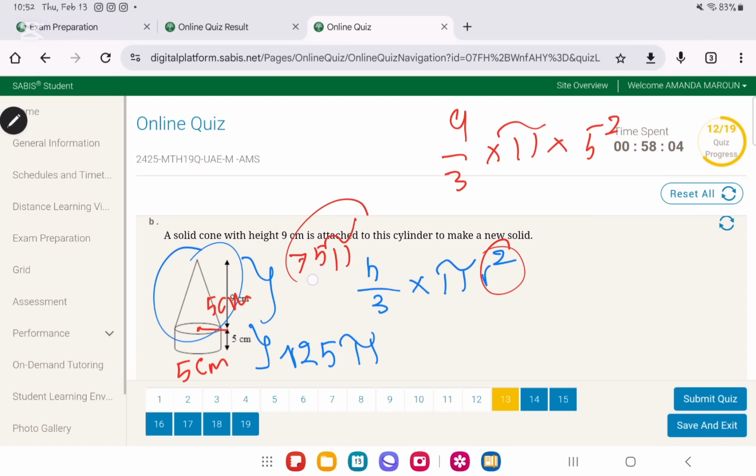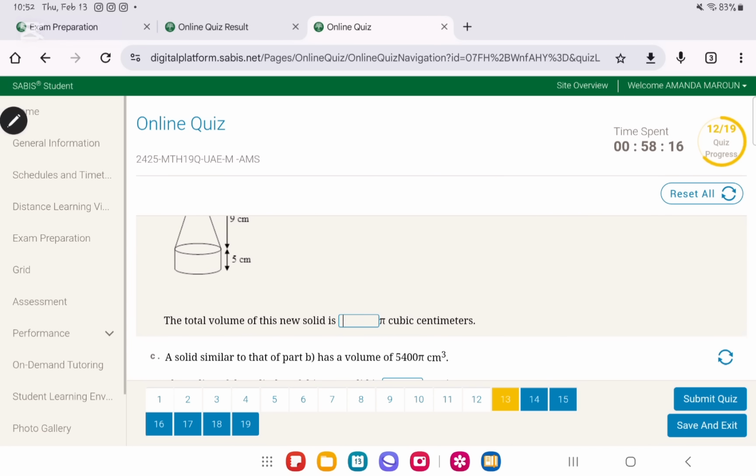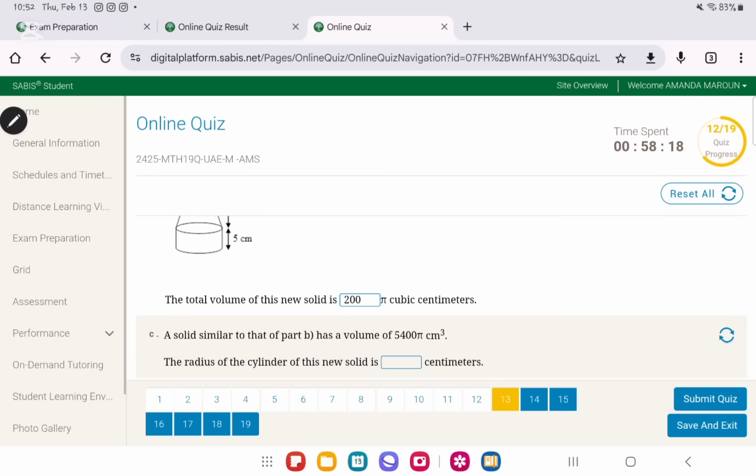So very simply, we have 75 pi over here and 125 pi over here. Now very simply add up and you are going to get 200 pi. So the total volume is 200 pi cubic centimeters.